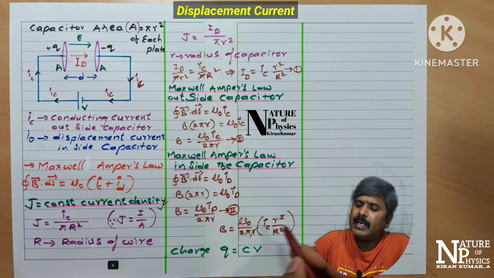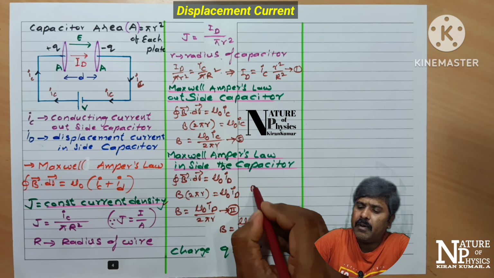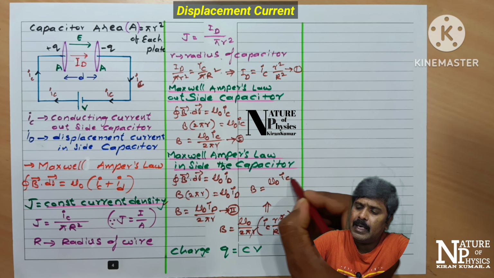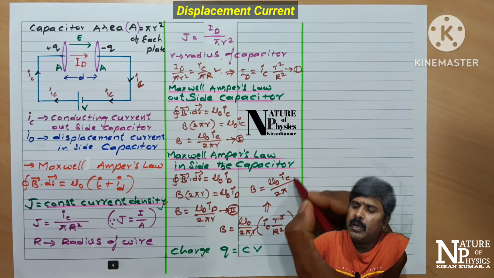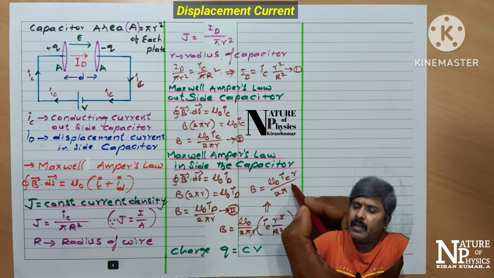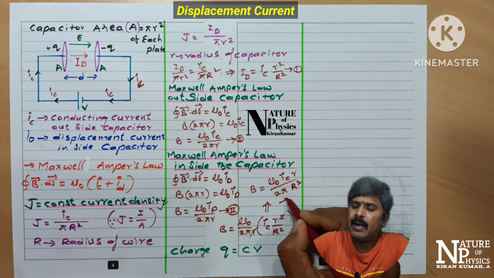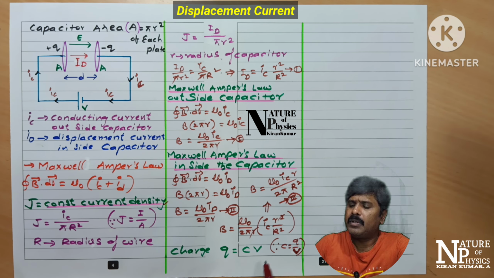One small r gets cancelled, so finally B is equal to mu naught IC divided by 2 pi into small r divided by capital R square. This I can write as equation number 3. Now charge Q is equal to CV.